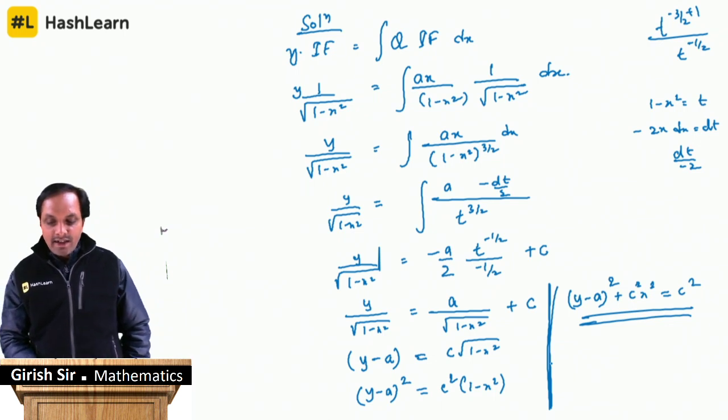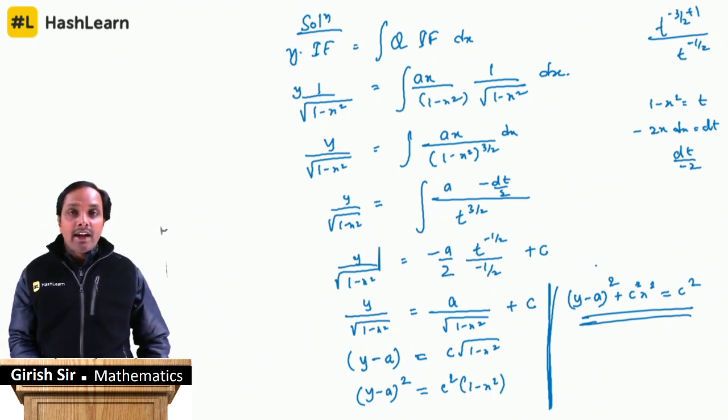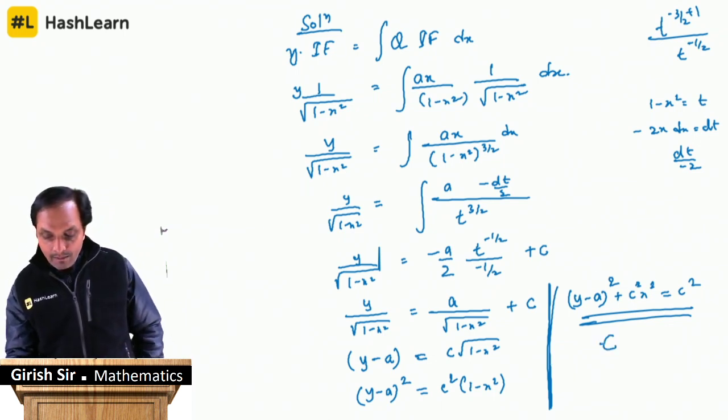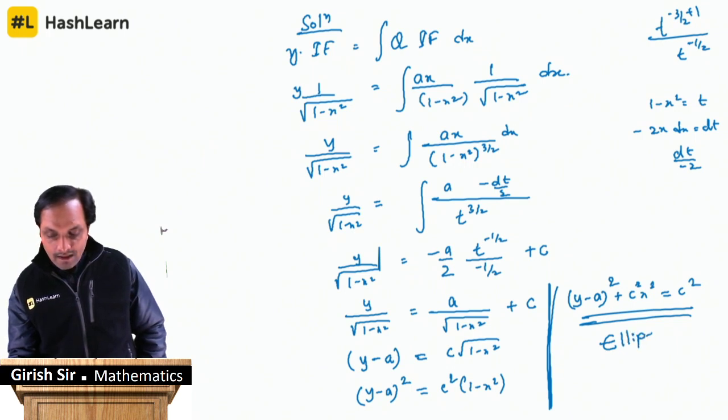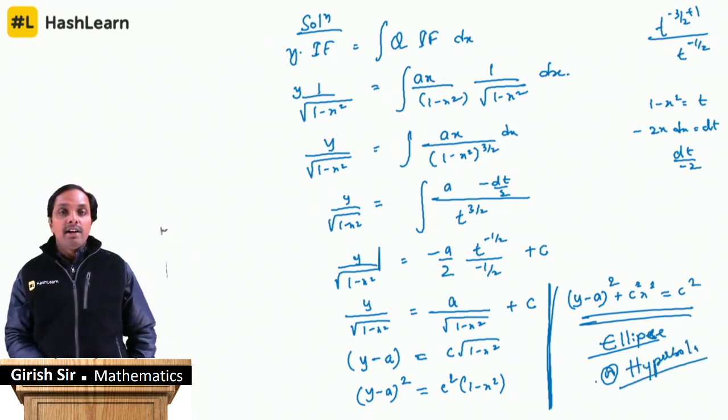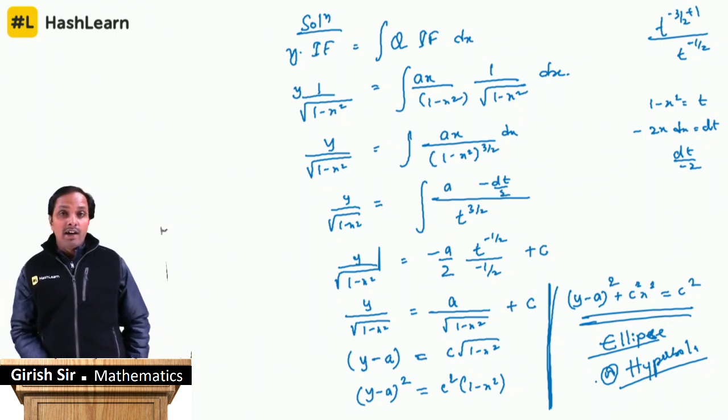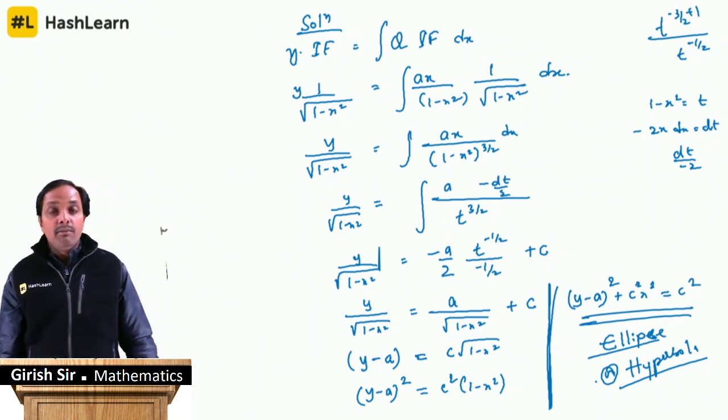So based on the sign convention, this double degree in x square and y square will become your ellipse, and it can become hyperbola. You know that a double degree equation in x and y will always represent, make sure your coefficients of x square and y square are different.